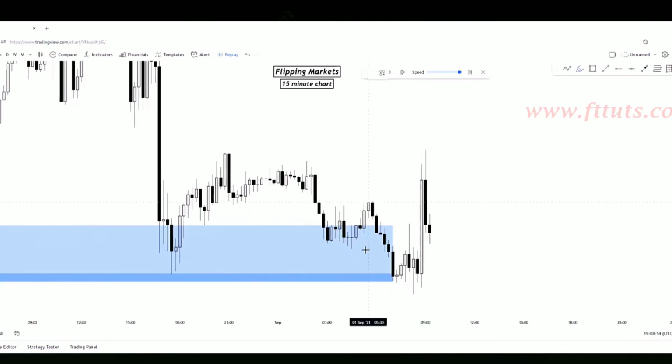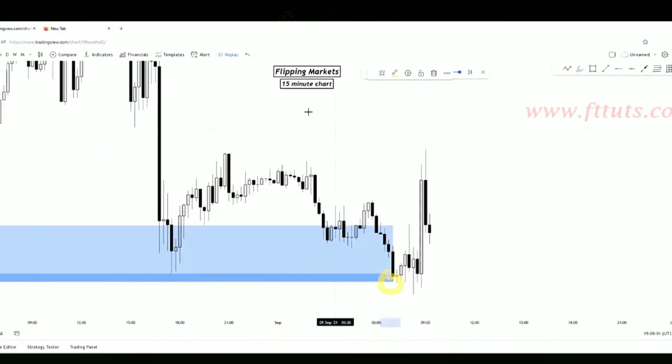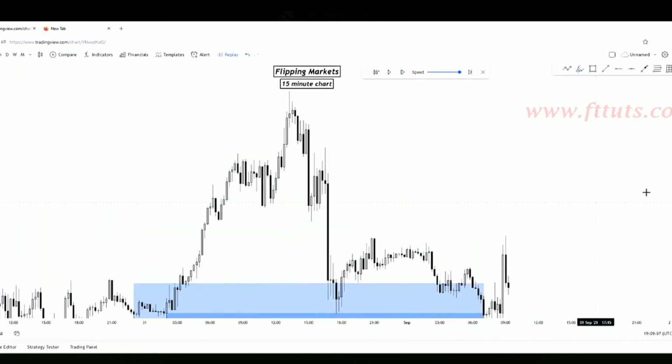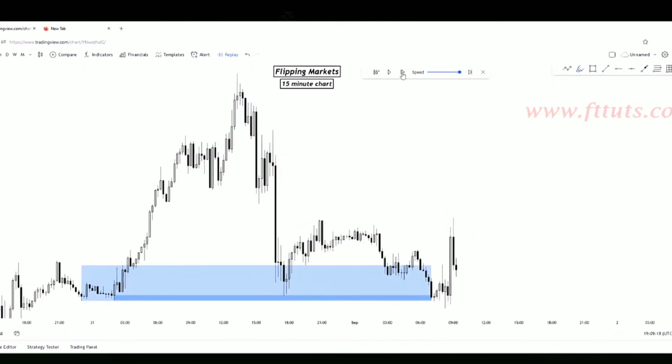And after a liquidity sweep and the mitigation of this 15-minute POI, this 15-minute demand zone, price reversed to the upside with a change of character here. And as I said, after the 4-hour demand tap, we'll expect the same order flow, the bullish order flow on the 15-minute chart, creating a series of higher highs and higher lows. So let's play price forward again.